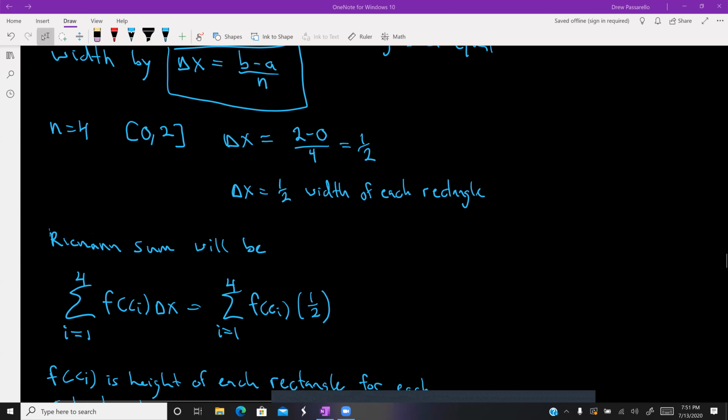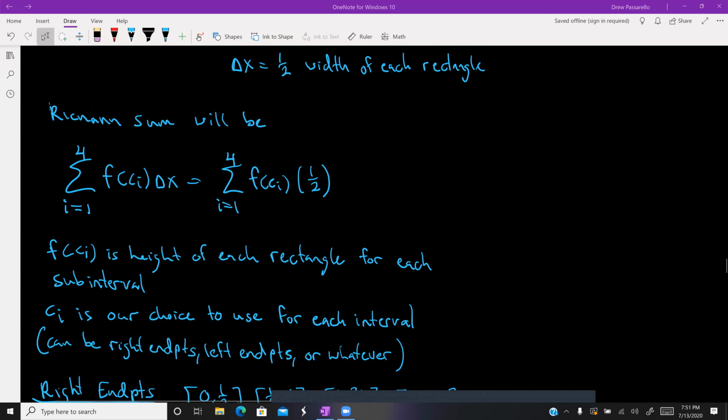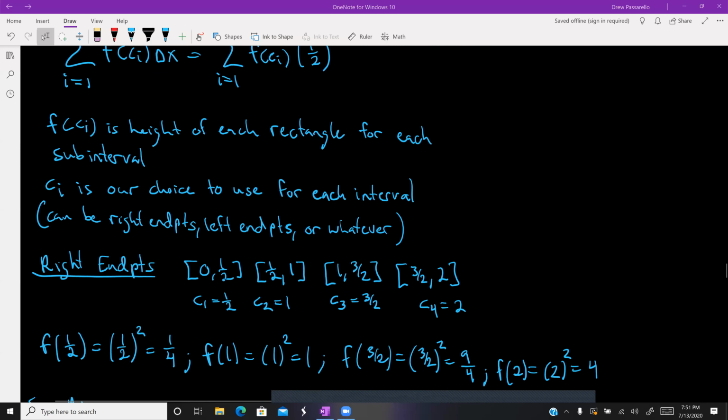All right, and then again, f of ci is the height of each rectangle for each subinterval, and ci is our choice for each subinterval. It can be the right endpoints, left endpoints, or it can actually be whatever you choose in each subinterval. But for our purposes, we usually have been using right endpoints and left endpoints to make our lives easier.